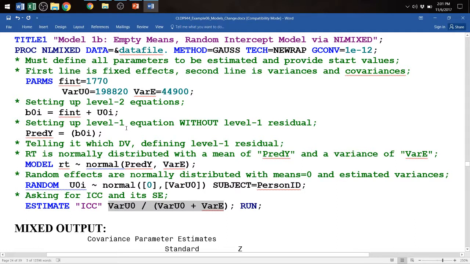Questions on the code thus far? So just to review, I'm listing out my model parameters. I gave them starting values. I'm defining my level 2 model and my level 1 model. And then I'm telling it how my outcome is related to those equations. It is normally distributed with the predicted value given by the model. So that's fixed and random effects. And a residual variance also given by the model as a separately estimated thing.